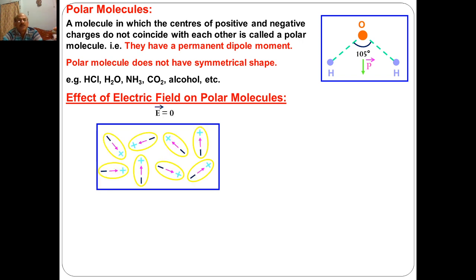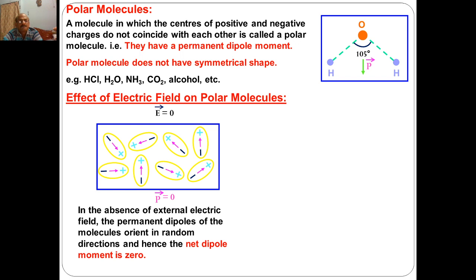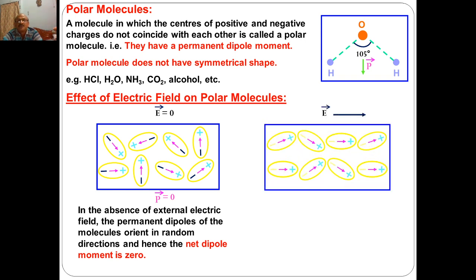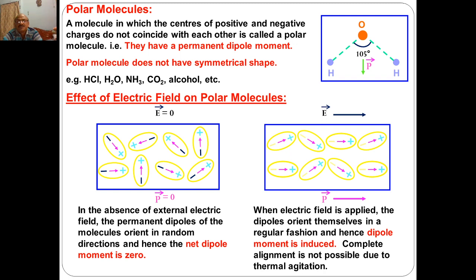Now when the polar molecules are placed in an electric field, first, in the absence of a field, the alignment we can see is not in some specific direction. So that is random and the net dipole moment is zero. But in the presence of a field, see the orientation. Now the dipole moments are aligned. So we can say now there is an induced dipole moment.